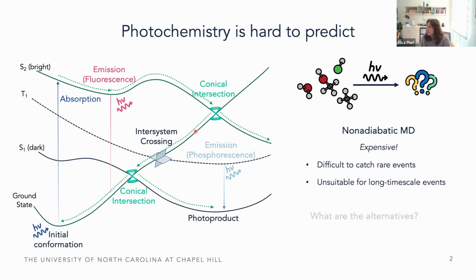So what are the alternatives? Well, there aren't many, but what I want to show you today is what if I explore the intersection seam in a more simplistic way? Can I get the same or a similar amount of information that will tell me what happens when I shine light on my molecule?